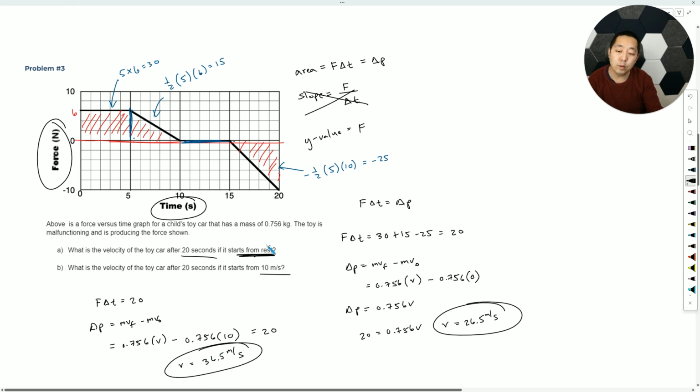One way to think about it is that the change in momentum was 20, and the change in the velocity ultimately was 26.5. So when I added 10 to the start, the end ended up the same. But this is the principle. You want to think about the impulse and the change in momentum as separate things that we're going to calculate.